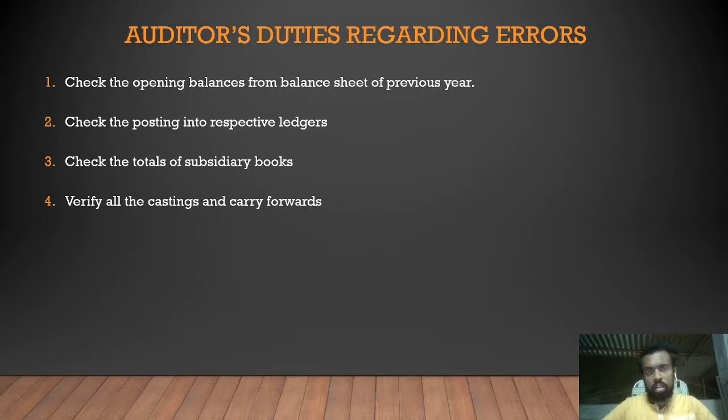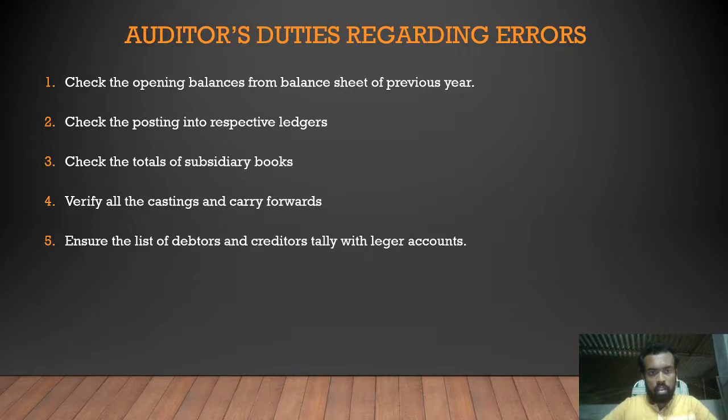Again, verify all the castings and carry forwards. That is, the carry forward in the ledger of the previous year balance. If it's in the debtors account, creditors account, bills receivable account, or bills payable account, then that balance should be carried forward as per the closing balance of the previous year. Then ensure the lists of debtors and creditors tally with the ledger accounts. That is, sub ledgers: the debtors list may be A, B, C, D, E. The total of those sub ledgers has to be tallied with the final schedule of the debtor, which is reflected in the balance sheet.